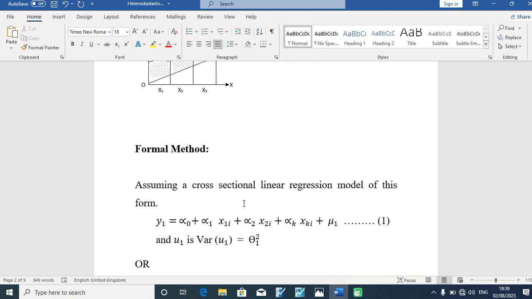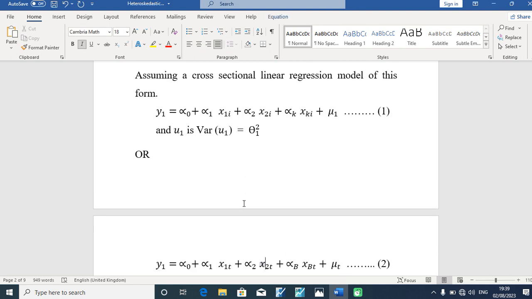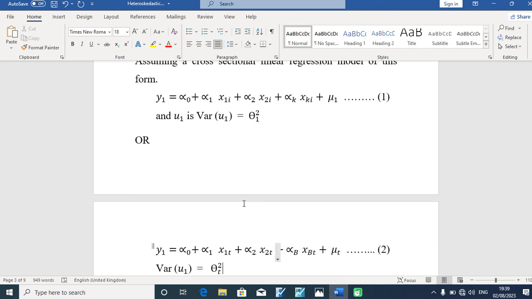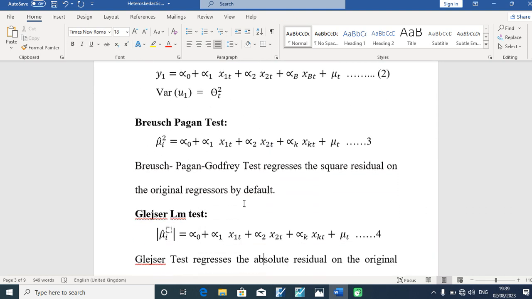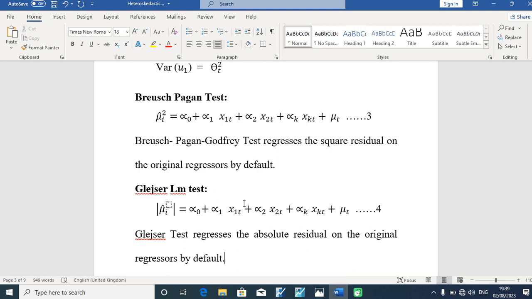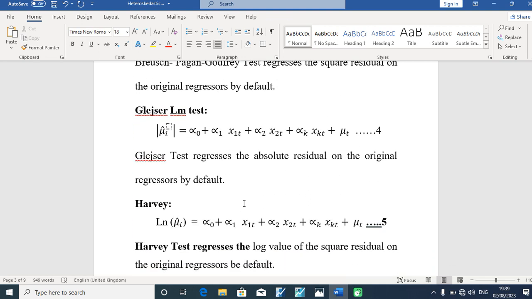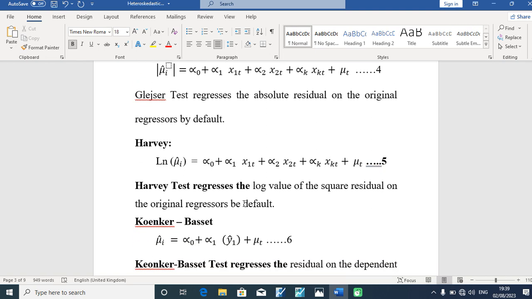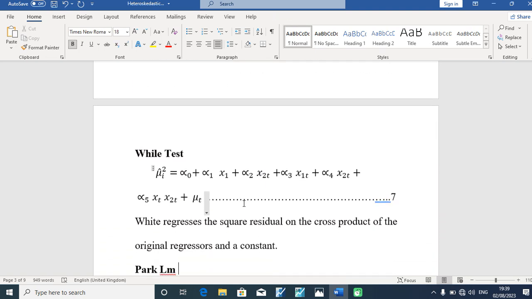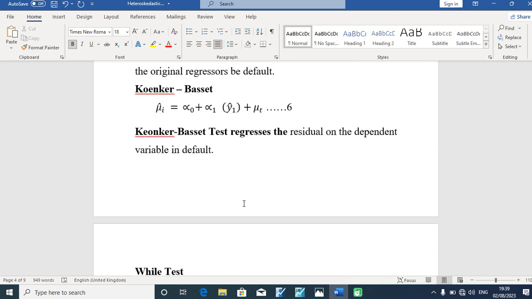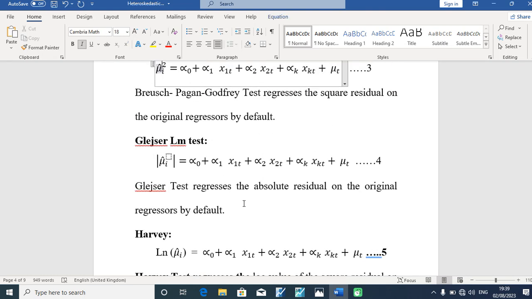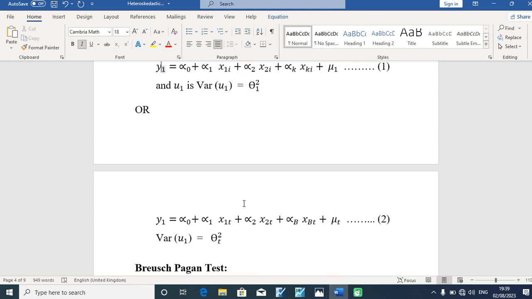The formal way of identifying the presence of heteroskedasticity in a time series study will require us to look at the equations of Breusch-Godfrey, and the Glejser LM test estimated. We're also going to look at the equation of Harvey, we're going to look at Koenker-Bassett, we're going to look at the White test, and we're going to look at the Park LM statistics. So these are estimations that could be used to identify the presence of heteroskedasticity.